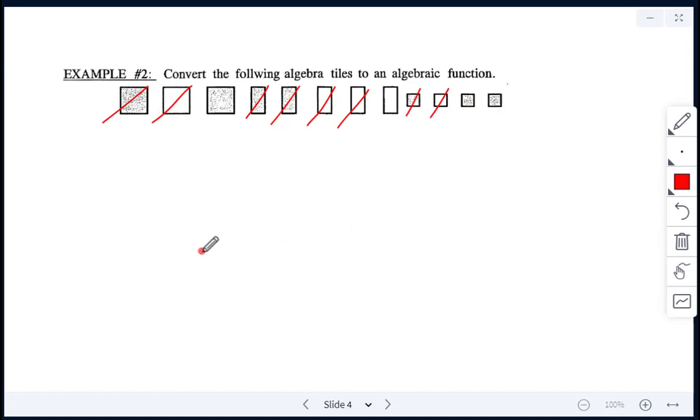Now we can come up with our expression here. We have a positive x squared tile, leaving us with 1x squared. Then we have 1 unshaded rectangular tile, so that will be -1x. And then we have 2 little shaded tiles, which will represent +2.